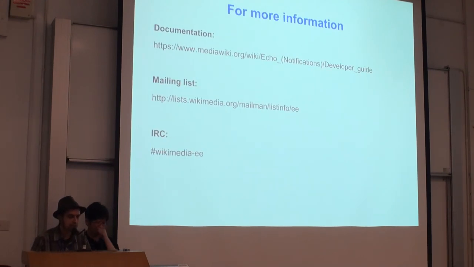If you need any more information about how to implement notifications, we have some pretty good online documentation. If you go to mediawiki.org, go to the main Echo page, and you can either go to the developer guide URL, or at the very bottom, there's a link to it. We also have the editor engagement mailing list. If you want to sign up for that, you can ask any questions or ask for feedback, and we'd be happy to help you. And of course, there's also the editor engagement IRC channel if you want to talk to people in real time.